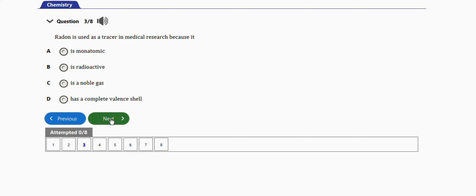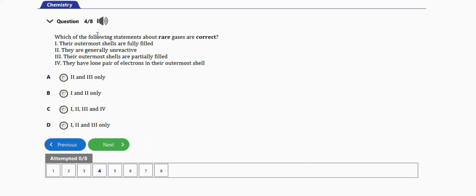The next repeated question will be this one. It says which of the following statements about rare gases are correct? The atomic shells are fully filled. Yes. They are generally unreactive. Yes. Their atomic shells are partially filled. No. They have lone pair of electrons in the atomic shell. No. So the right option is the one that has I and II, which is option B. Okay, so that's it for this question.